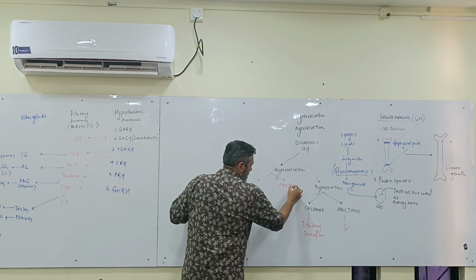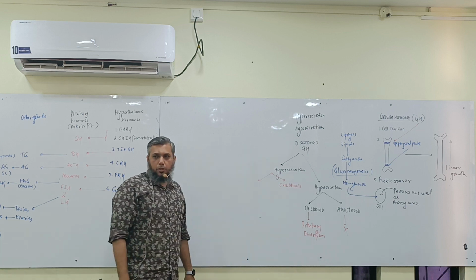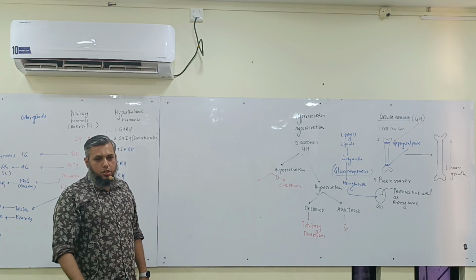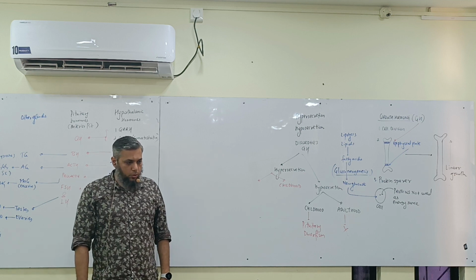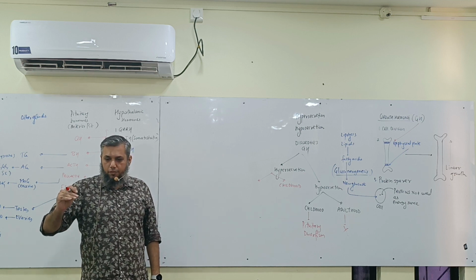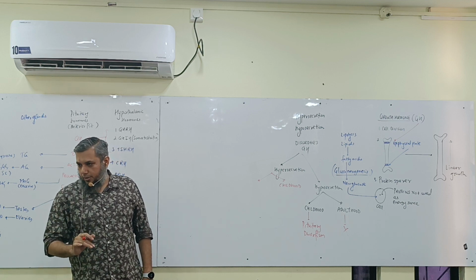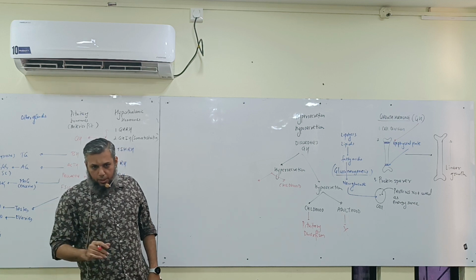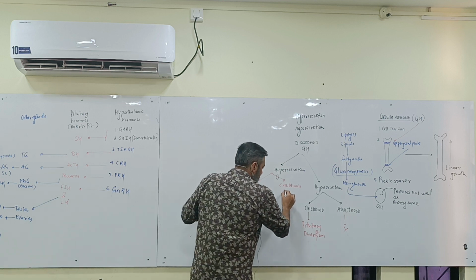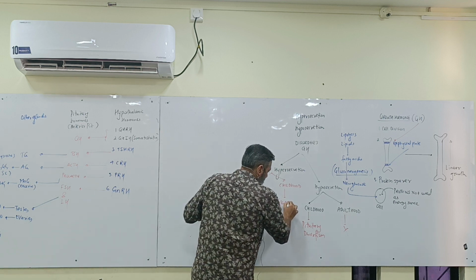What if the hypersecretion occurs during childhood? Then the child will grow excessively tall. Such a person is called a giant, and the condition is called pituitary gigantism.